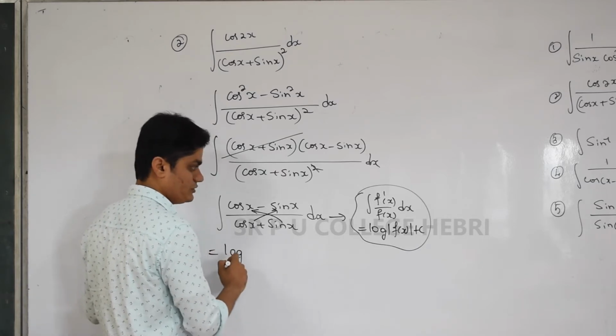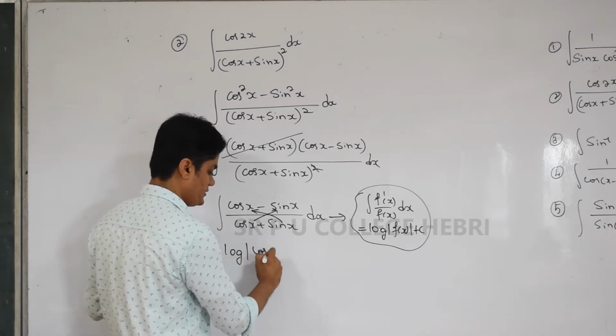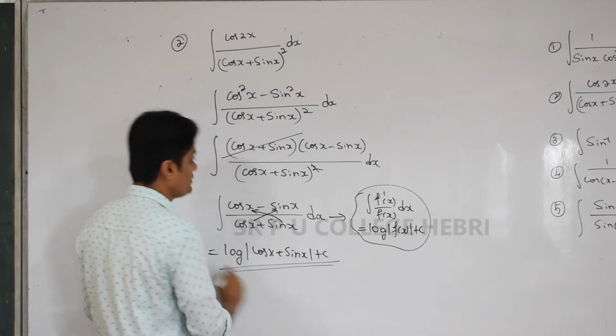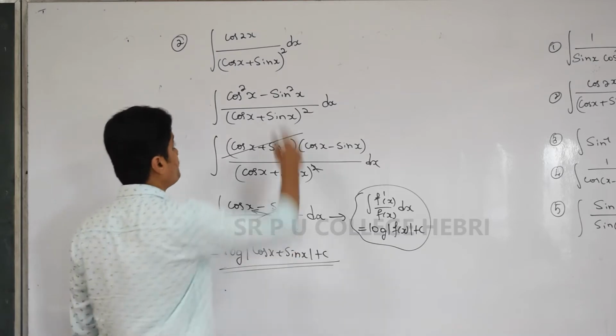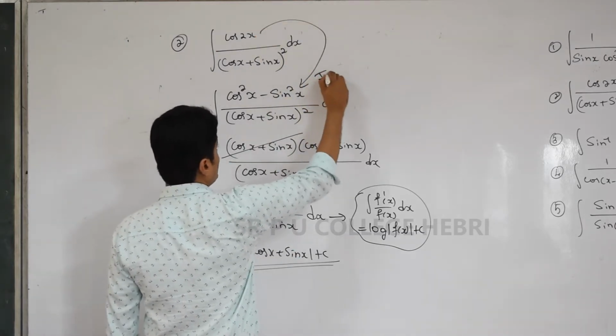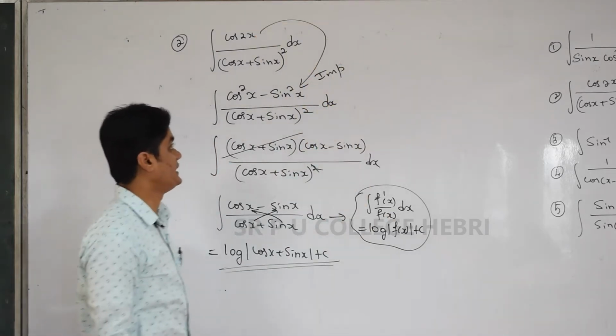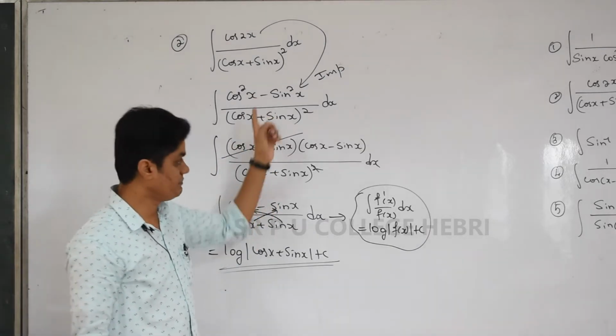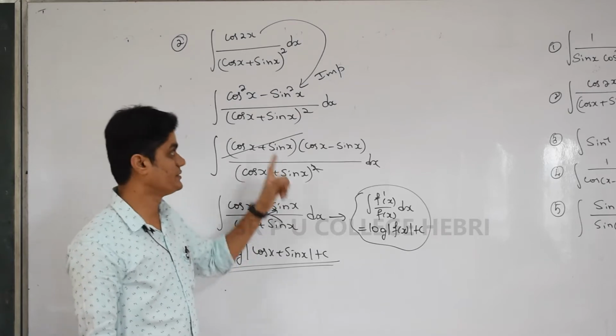What is the answer therefore? Log of the denominator. What is the denominator? Cos x plus sin x, plus c. That's it, very simple. Only if you are able to identify that you have to write cos 2x as cos square x minus sin square x. Maybe if this part is difficult for you, please remember it.